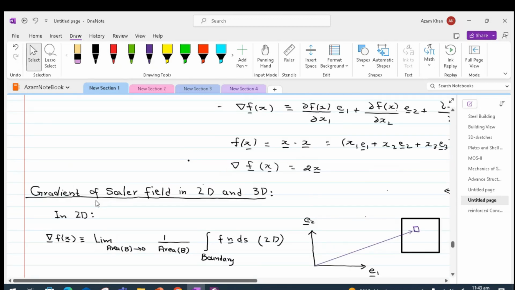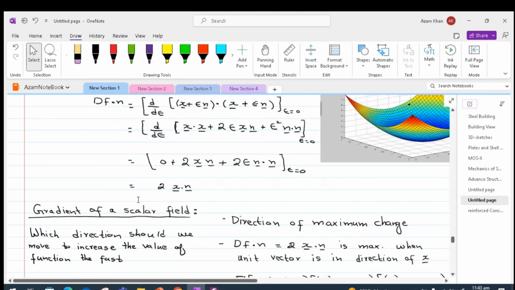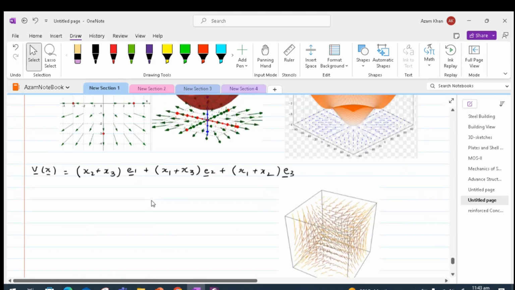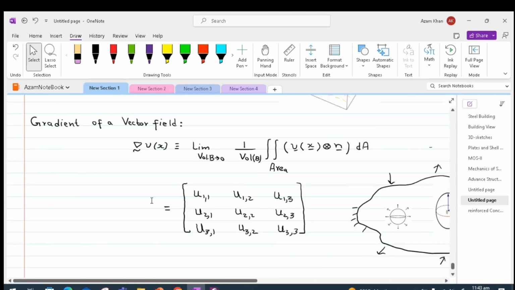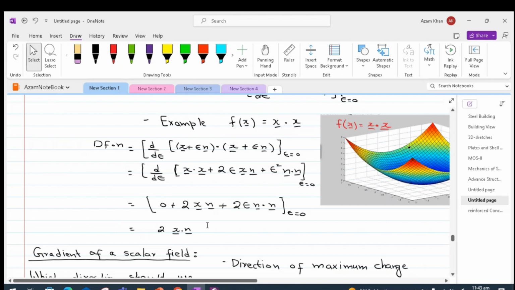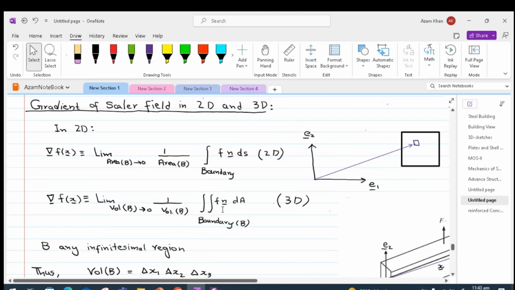We have discussed gradient of a scalar field. Then we discussed gradient of a scalar field in 2D and 3D setting. Now we move to gradient of a vector field. The definition of gradient of a vector field is shown over here. So again, this is the same equation which we wrote in the case of gradient of a scalar field. So the same type of equation.